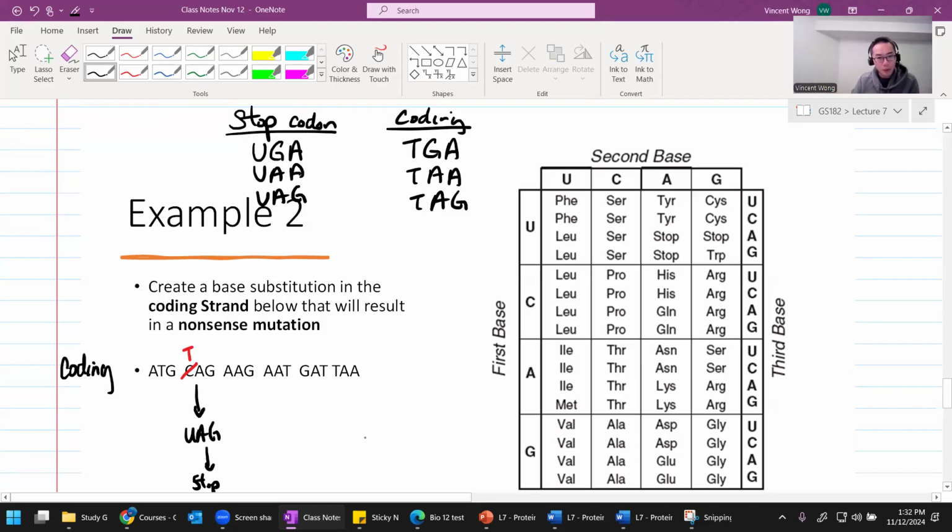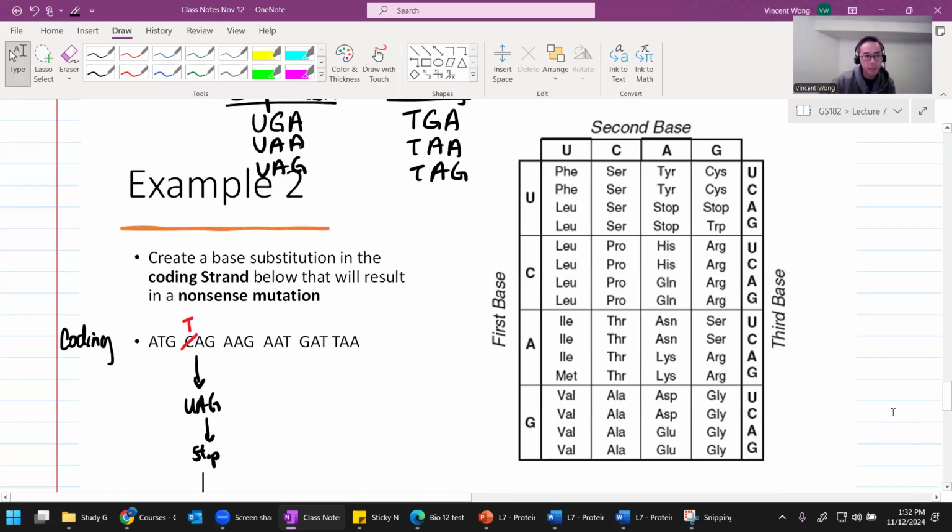Is there another location I can create a nonsense mutation? Nonsense mutation is a little bit different from missense. It's not always possible for every codon, but do you see another spot? Anybody?